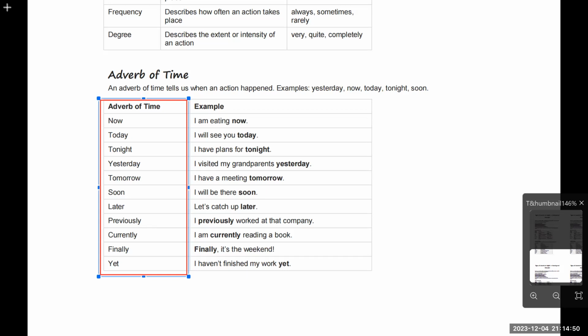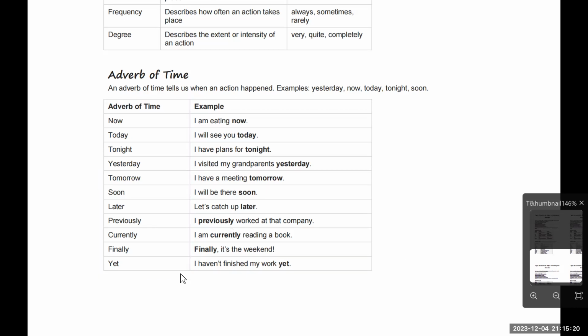Aside from those two, all other adverbs of time are very familiar to you, right? Now, today, tonight, no problem with those adverbs of time. It's common for you to use soon. You know, right? Okay. So we will have a test later. So that is for the adverb of time.